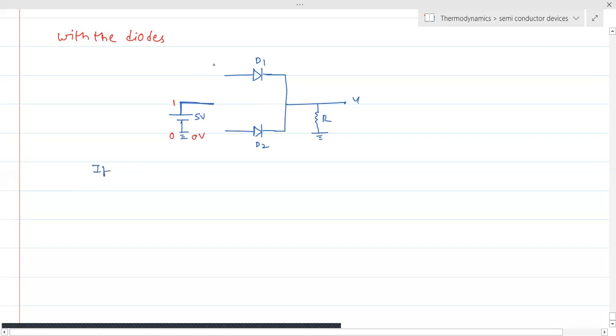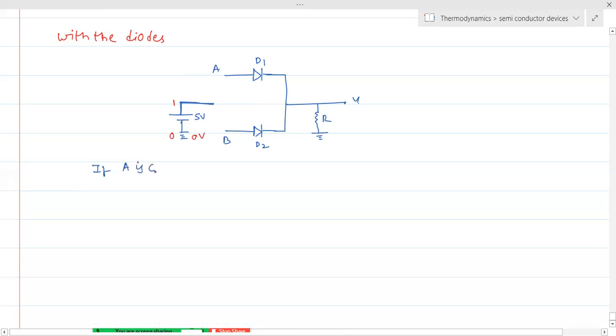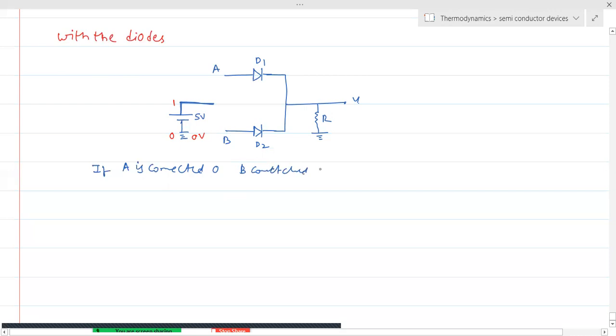Let us take this as A terminal and this as B terminal. If A is connected to 0 and B is connected to 0, there is no battery in the circuit. 0 is given to diode D1 and 0 is given to diode D2. So 0 means low. You are giving a low value to the P type, definitely it is in reverse bias. So therefore it will never conduct. Here we are treating D1 and D2 as ideal diodes.